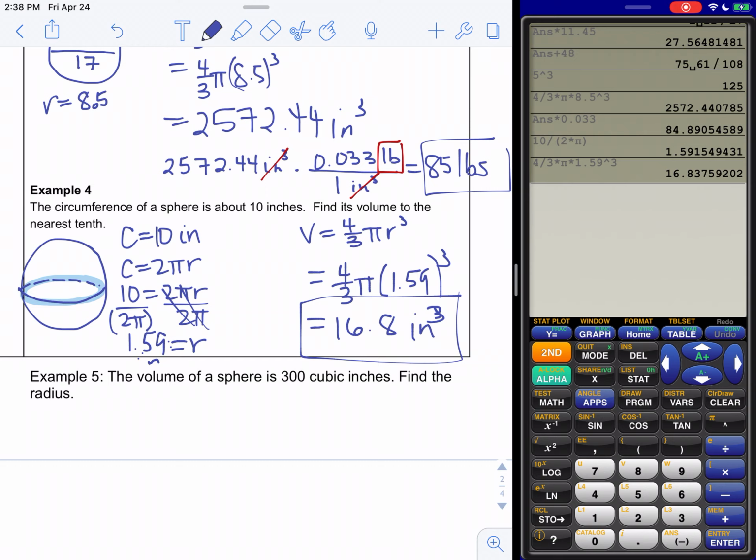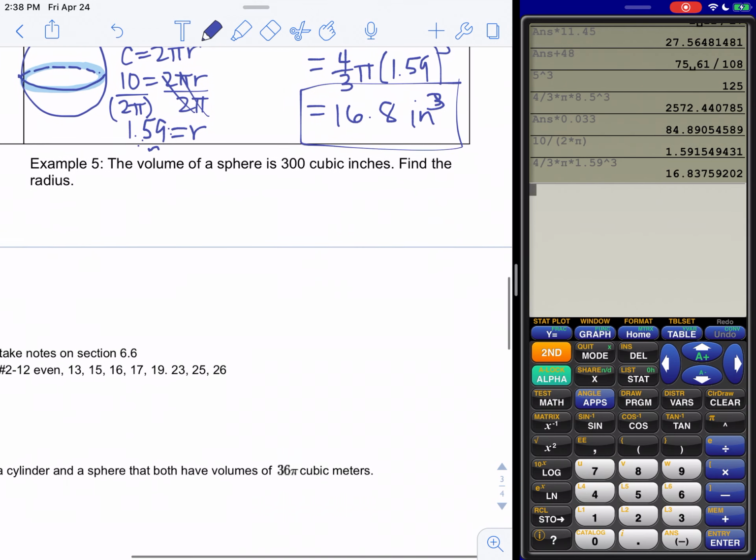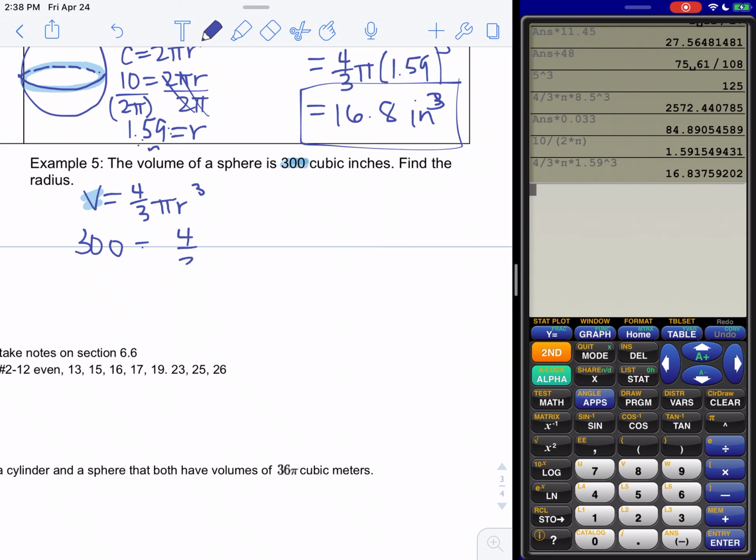Okay, one more type of problem to deal with. So my bonus example number 5 says the volume of a sphere is 300 cubic inches. We want to find the radius. So volume equals 4/3 pi r cubed. So we're going to plug in 300 for V. So 300 equals 4/3 pi r cubed.